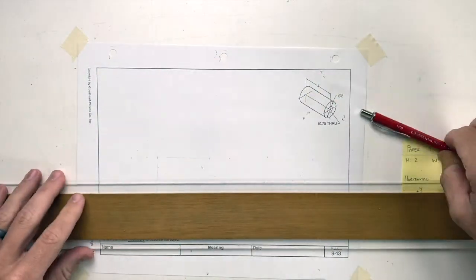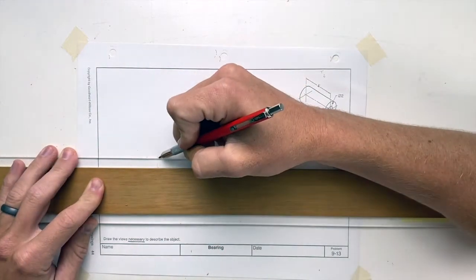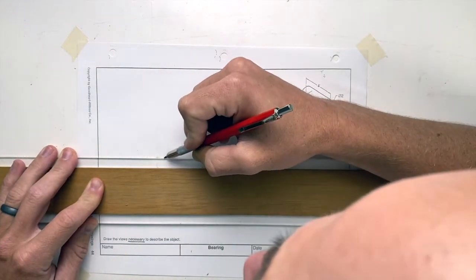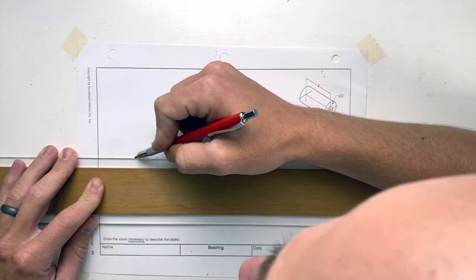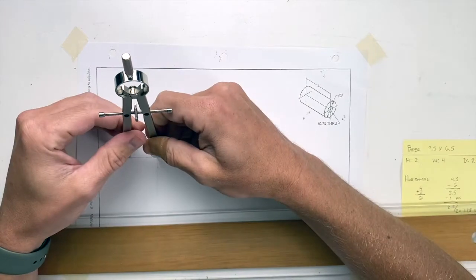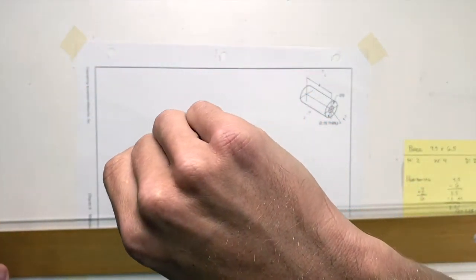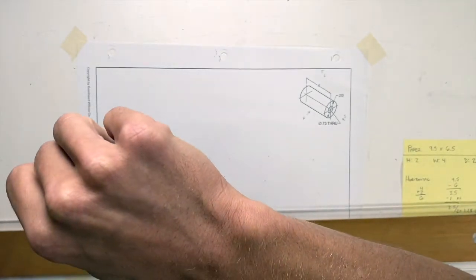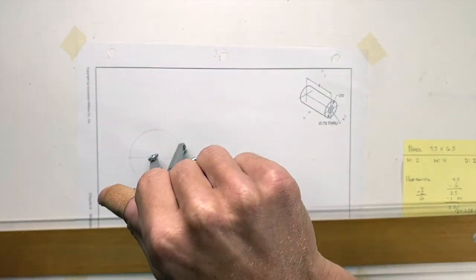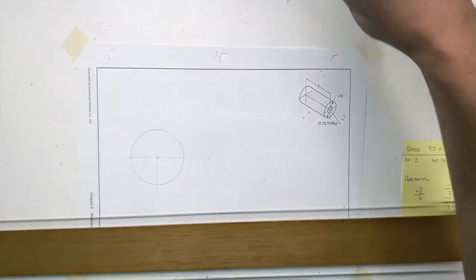I got confused with my 1 inch mark. So this is the center. Small dash, long dash, long dash. Put your compass point down. Alright, and draw your circle.